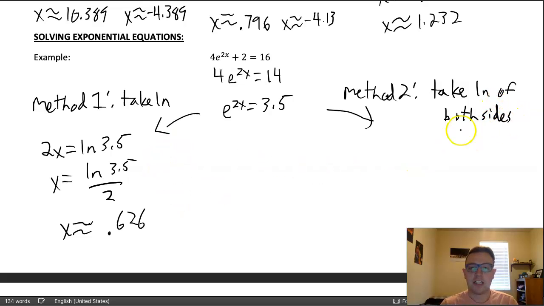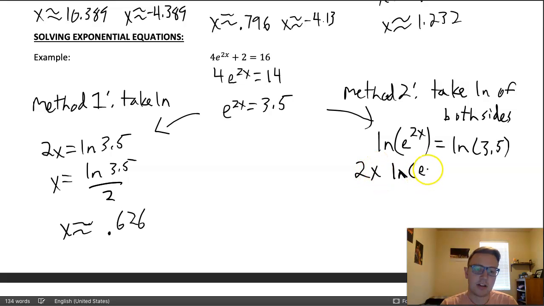And you can do whichever one of these seems easier for you, whatever feels right. When we do, we'll have the natural log of e to the 2x is equal to the natural log of 3.5. Now we have a power of 2x, so we can pull that out. This is 2x times the natural log of e is equal to the natural log of 3.5.